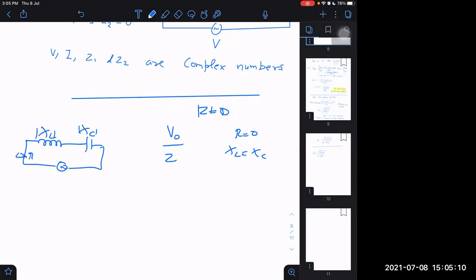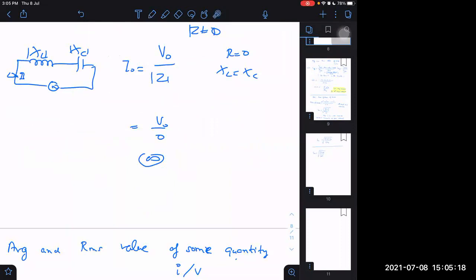What is the current in that case? Let's find current. Current is equal to V naught by Z. What is the peak value of current? V naught by 0. What is that? Infinite. Current becomes infinite if there is no resistance, and that is called resonance. In resonance, that will happen.